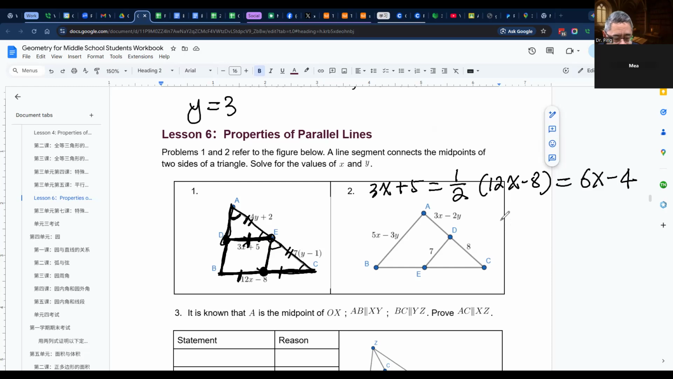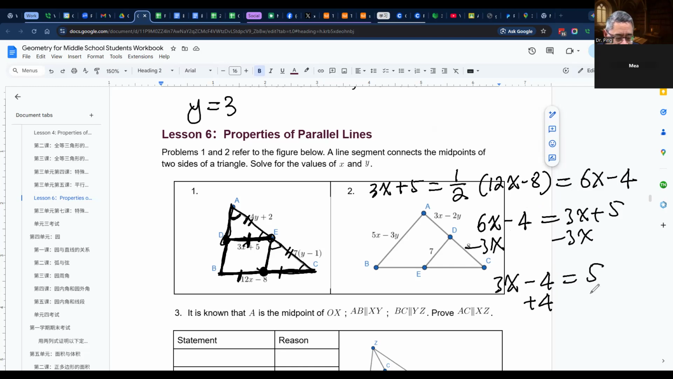Again, I like to play with the positive number, so I'm going to flip it. So 6x minus 4 equal to 3x plus 5, then minus 3x on both sides. We got 3x minus 4 equals 5, then we add 4 on both sides, and 3x equals 9, and then divide by 3, x equals 3. Good? Yeah, so that's how we solve for that.